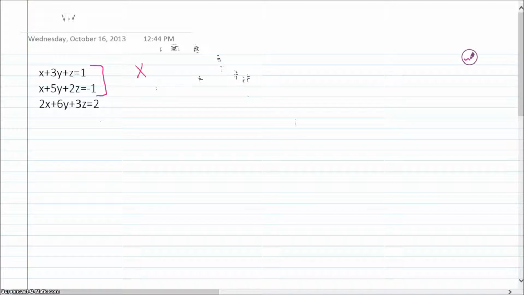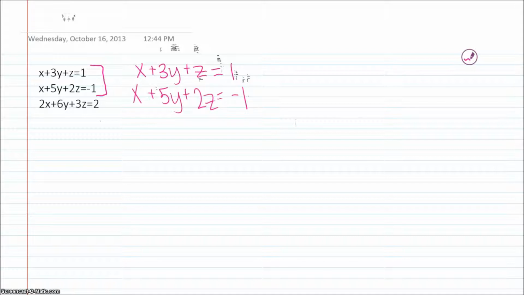Solve the linear system of equations algebraically. So we're going to take these first two equations and we're going to put them in the problem. Okay, and we're going to solve it by elimination.